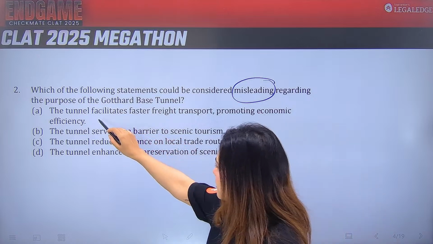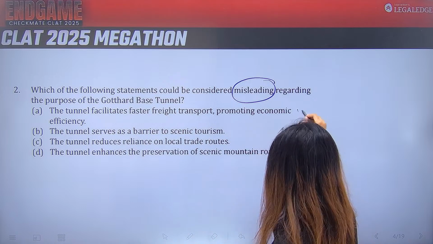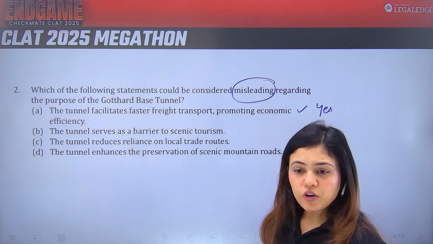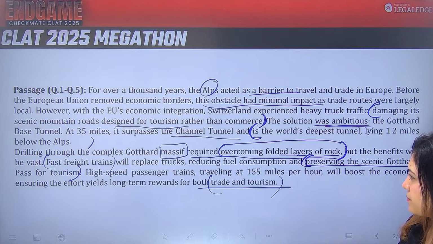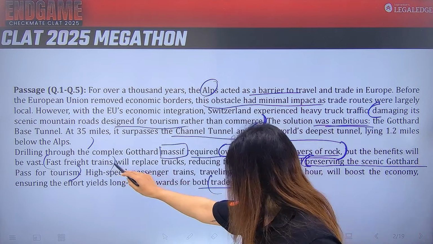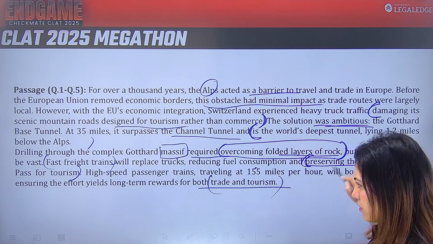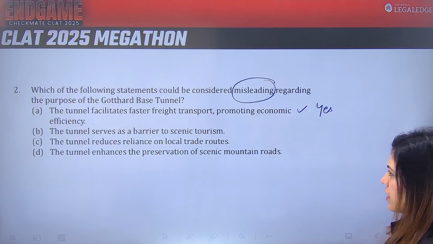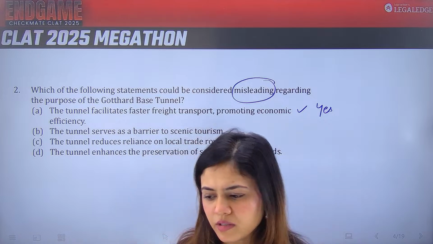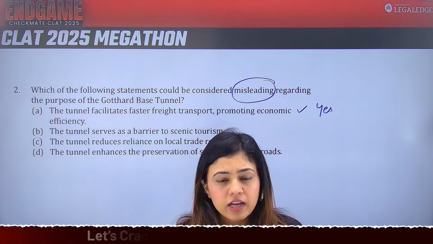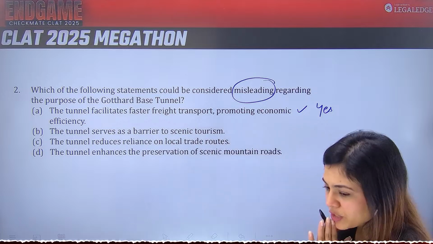So let's see the first one. The tunnel facilitates faster freight transport, promoting economic efficiency. Yes. Not really misleading, because that's something which is very directly given here. ठीक है? Fast freight trains, reducing fuel consumption, preserving the scenic Gotthard pass for tourism. Then, is the tunnel going to serve as a barrier for tourism or going to solve the problem? Is it going to be a facilitator for tourism or a barrier? Now, this is something which you need to answer.